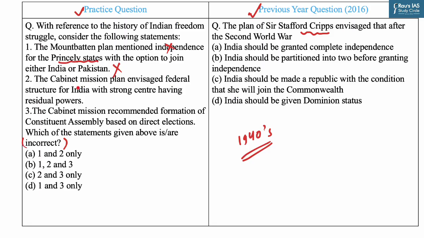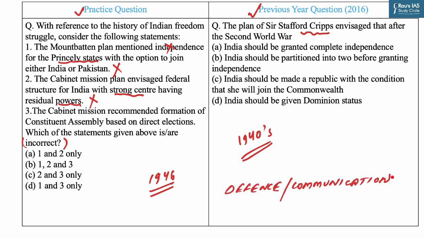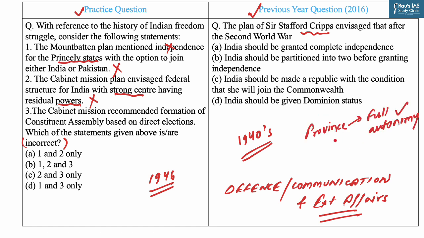The second statement says the Cabinet Mission Plan envisaged a federal structure for India with a strong center having residual powers. Now this statement is again incorrect, as the Cabinet Mission reached Delhi in the year 1946. The mission recommended that the Constituent Assembly sit together to formulate the Union Constitution. A common center would control defense, communication and external affairs, while a federal structure was envisaged for India and the provinces were to have full autonomy and residual power.